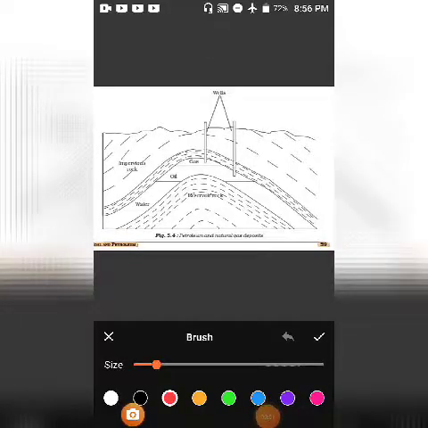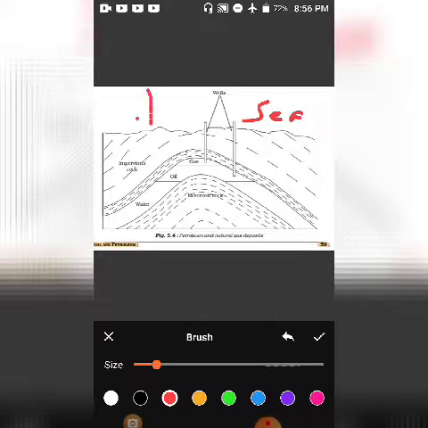Here there is a diagram of the place where oil is extracted. It shows how the oil is extracted and where the oil is found. The part shown here shows that this is the sea, and if you go inside the sea you reach the bottom of the sea. When you reach the bottom of the sea you have to dig inside and then you go inside it.